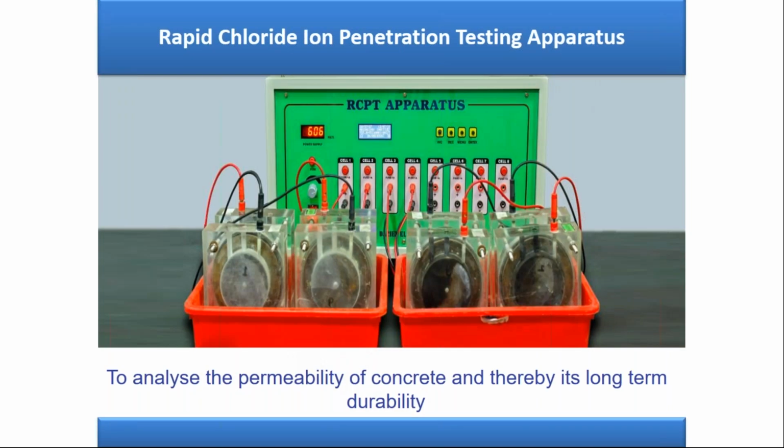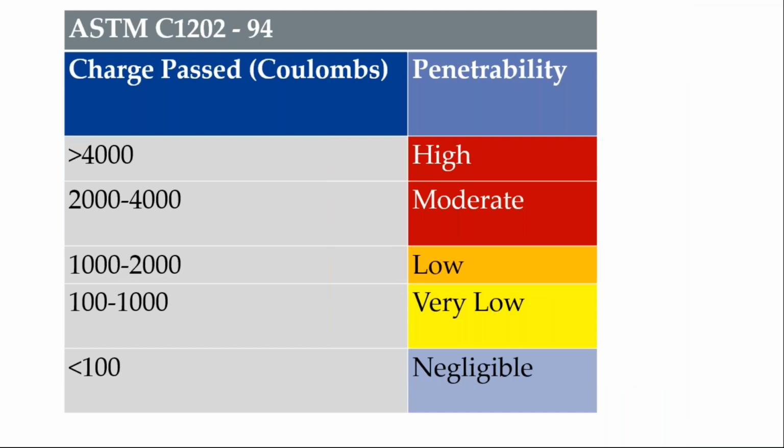That is of course the RCPT test, rapid chloride penetration test, which again measures the permeability of concrete specimen. So you will be having a typical specimen, and then you have the NaOH and NaCl solution on either side, and then based on the charge that is passed through the specimen, you are going to measure the permeability of the concrete. So these are some of the tests that are there for evaluating the durability of concrete.